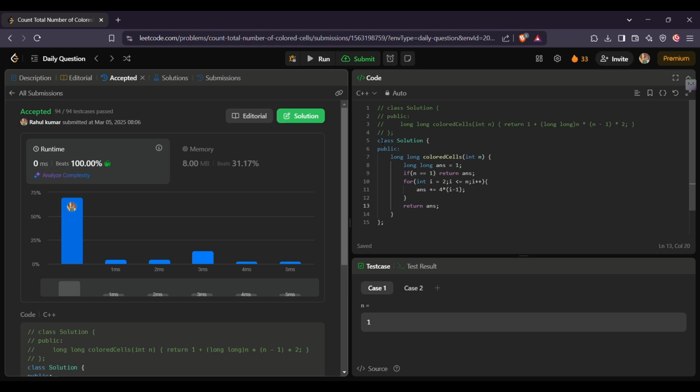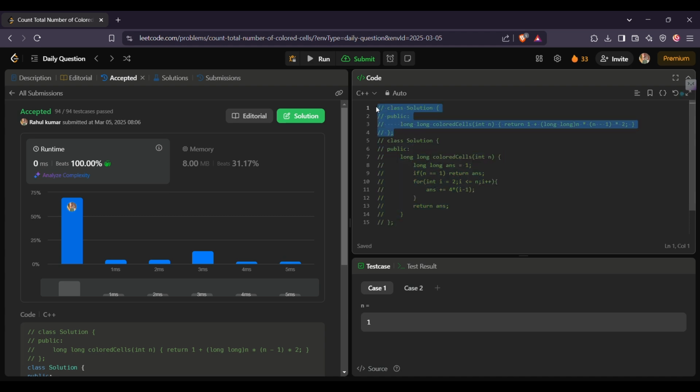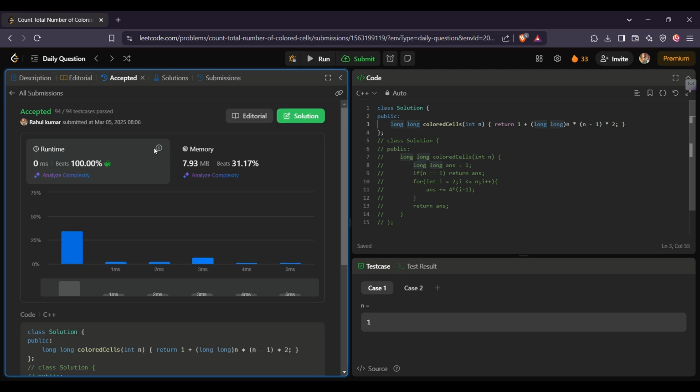Okay, yeah. And for the second method, the time complexity is big O of 1. Here's the second method that I told you, using only the formula. Here's the formula: return 1 plus 2 into n into n minus 1. I changed n into long because the numbers are so big. Simply the formula I have told you. You can submit this also. So yeah, both are beating 100%. You can see.